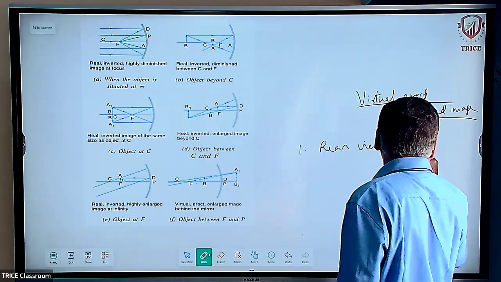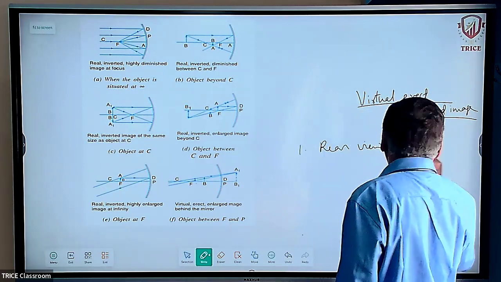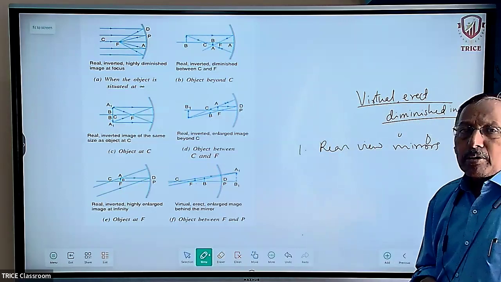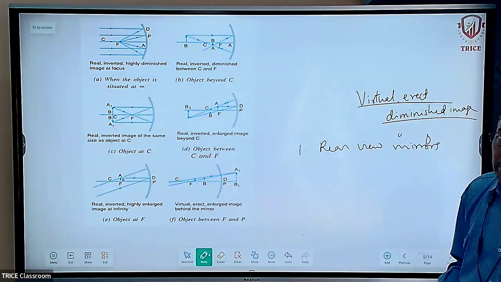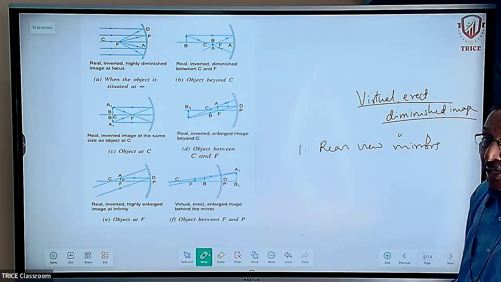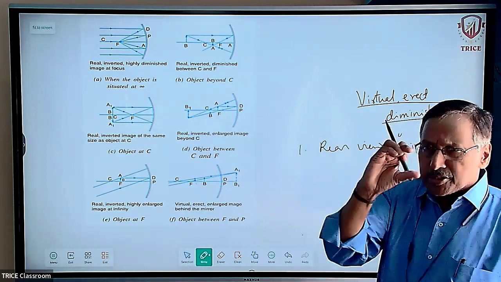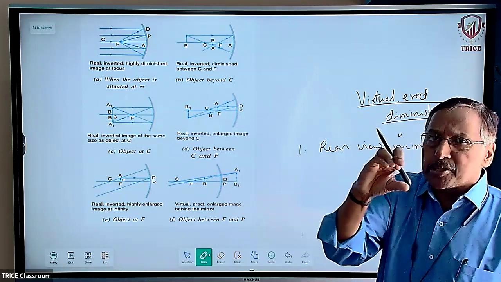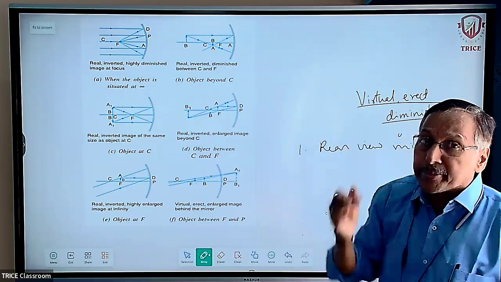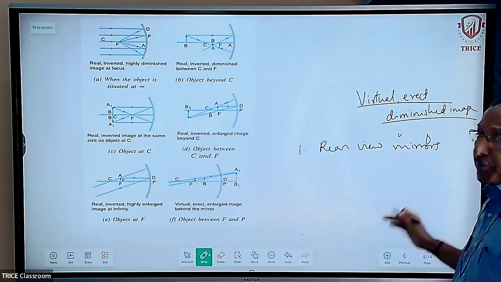rear view mirrors. All our vehicles have side mirrors, is it not? They are called rear view mirrors. In a rear view mirror, you get a small image, diminished image of the vehicles coming from back side. Is it not? That's why it's called a rear view mirror.